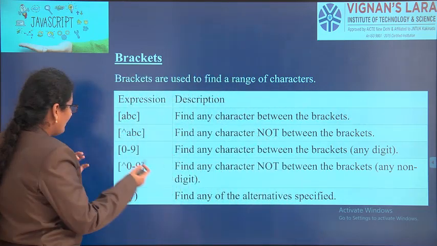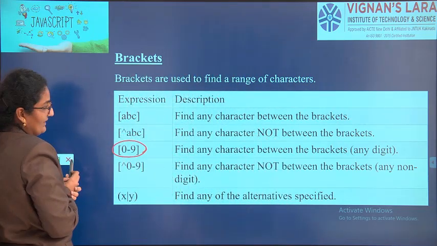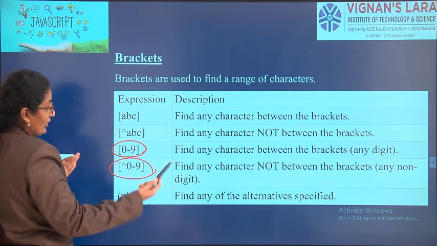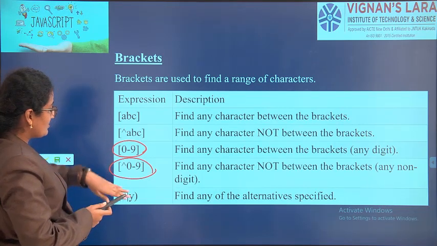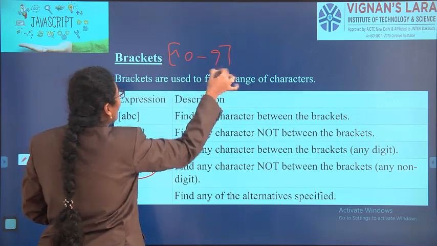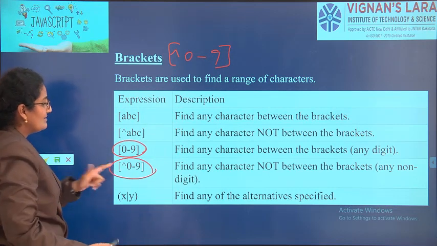In the same way, 0 to 9. I have to find the character between 0 to 9. Not 0 to 5, not 0 to 9. I have to find the character which is not in the brackets. In the brackets I have 0 to 9 but I have the not symbol, so I have to find the character not 0 to 9.